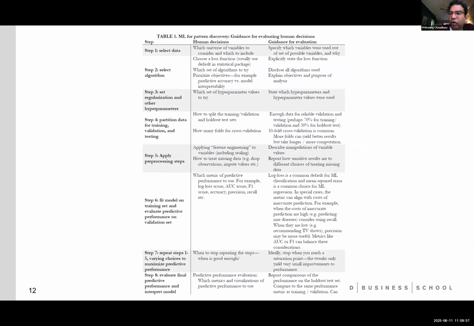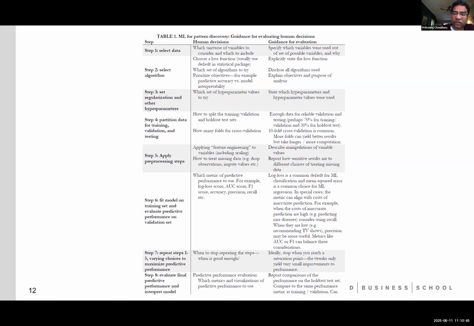And I'll essentially call out two things here. So given that this was a methods paper, table 1 in the paper, and this might be especially helpful for doctoral students, gives a step-by-step approach of how to approach inductive analysis using supervised machine learning. So you have to, of course, select the data, you have to select the algorithm, you have to set the regularization and other hyperparameters, you have to partition data for training, validation, and testing, and then you have to pre-process the data, take out the stop words and whatnot, and then you have to try to fit the model using each of these algorithms, and then you have to try to evaluate the predictive performance. So it gives a step-by-step approach if you are learning these methods and you're new to these methods.